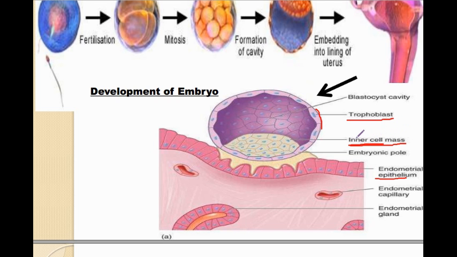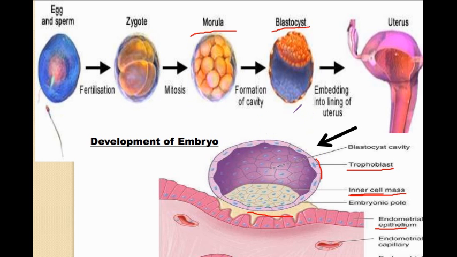एम्ब्रियो फॉर्मेशन होगा. व्हेन दिस ब्लास्टोसिस्ट is embedded in this endometrium layer of this uterus, this is known as implantation. तो इसको कहा जाता है implantation, which leads to pregnancy. So this is all about the fertilization and implantation.